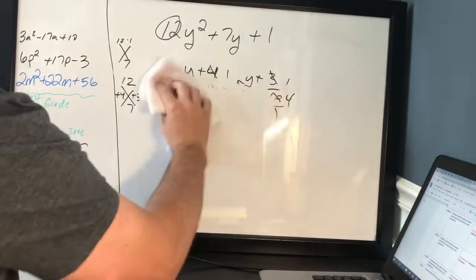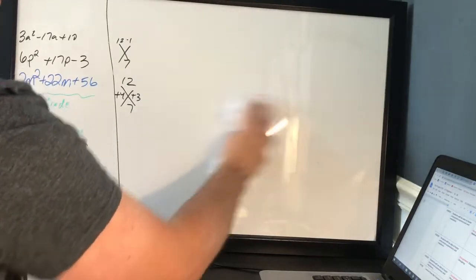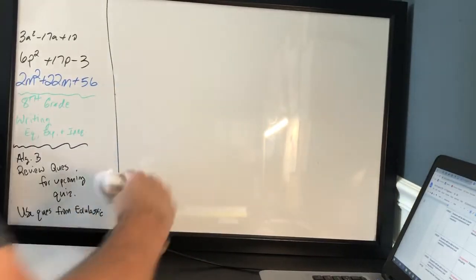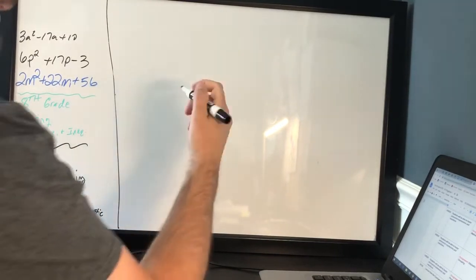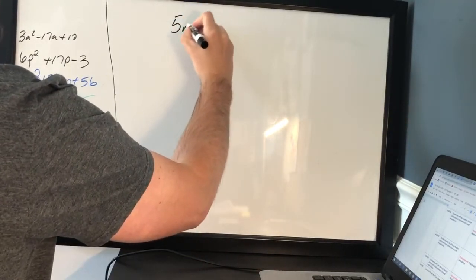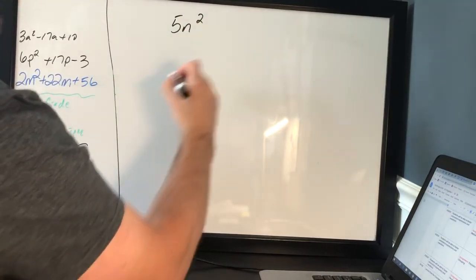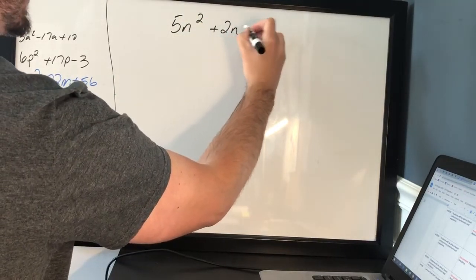All right, now let's look at one more problem. And this is a problem where if you get something like this and there are no factors of a times c that add up to b, then that trinomial is said to be prime. And you would just type or write prime as your answer, okay?